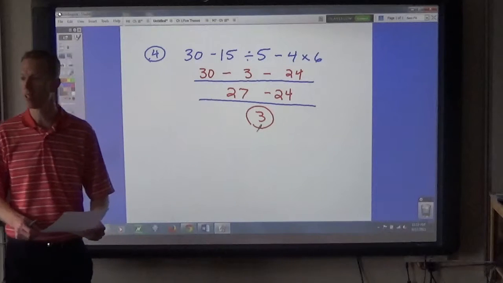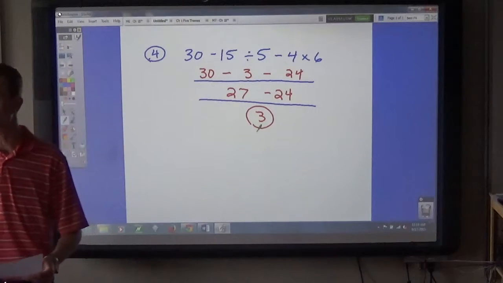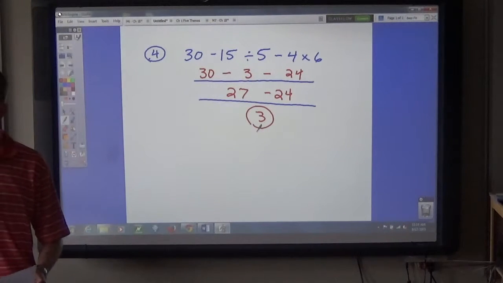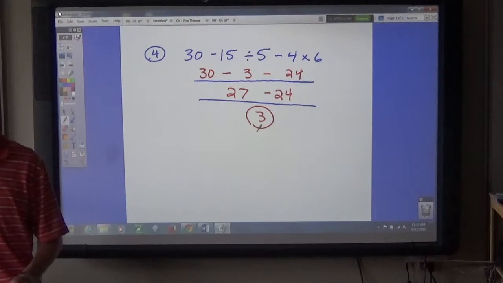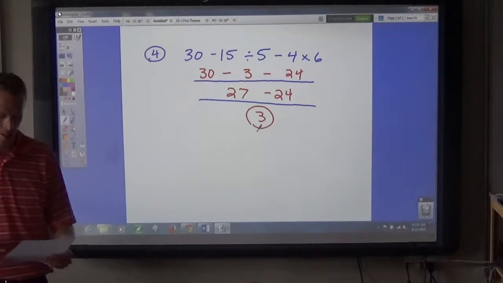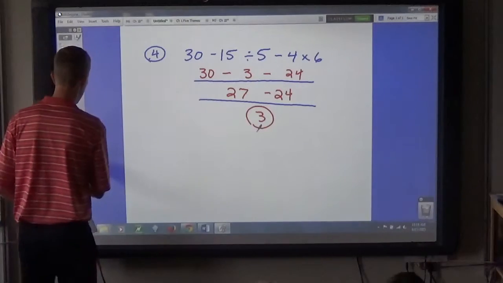Because the boxes aren't going to be there. The boxes were a tool to help you figure out where to put the numbers. But the boxes aren't going to be there when we're doing these on a test or a quiz. They're just a learning tool. Okay. So, let's go on to number 5.